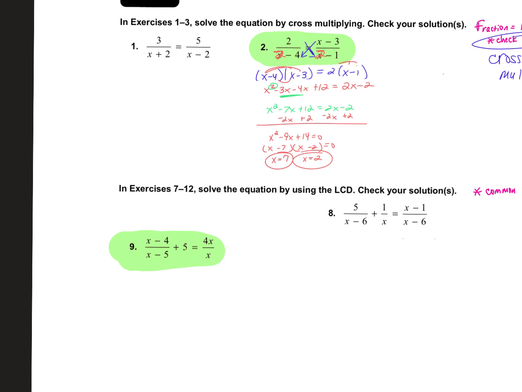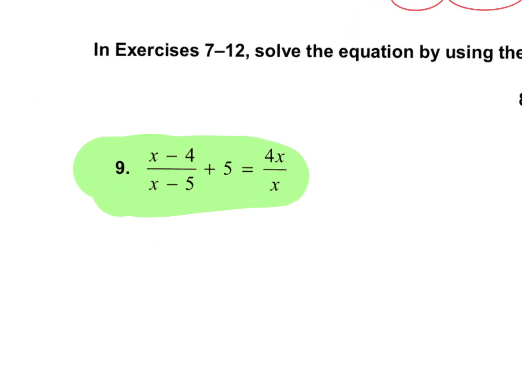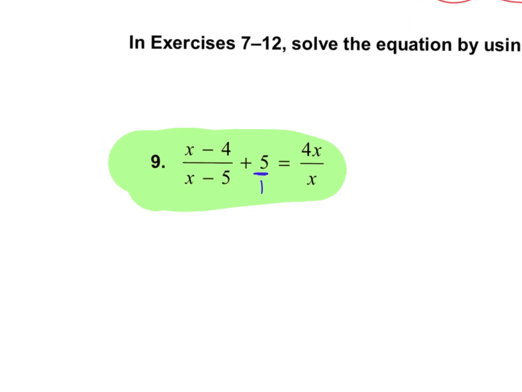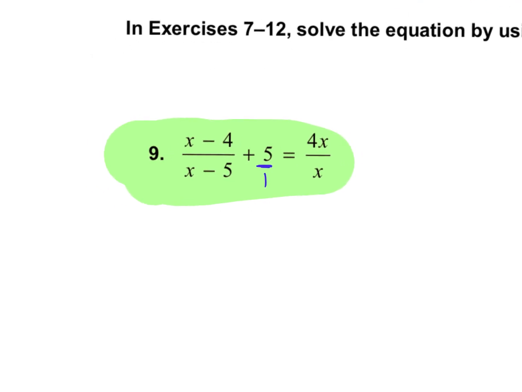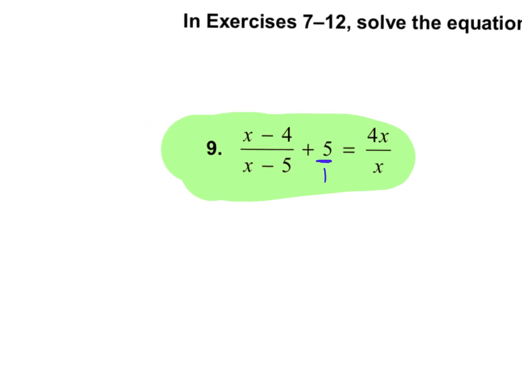All right, let's do number 9. I'm going to go ahead and put this over 1. If you have all different denominators, your first goal is to get a common denominator. And then once you get a common denominator, what do you do with that denominator? They're all the same, so you can just get rid of it. So guys, I'm going to write it over here. What is my common denominator between x minus 5, 1, and x?